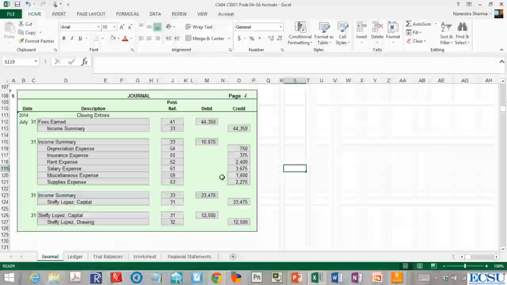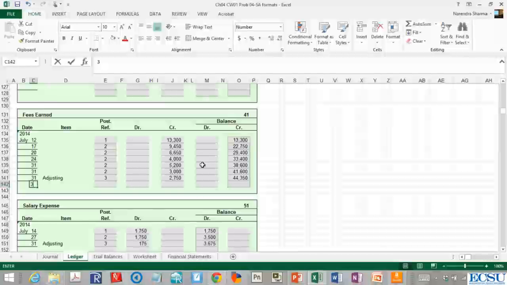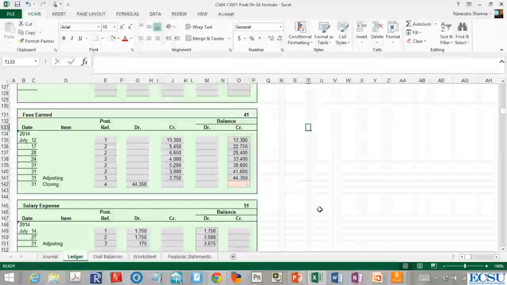So we'll be going to all these accounts and then posting them. So let us go to the ledgers. First we are already in the fees earned, so let us do fees earned on 31. This is closing, and this is page number 4, and I will be debiting it with 44,350, and this will be a credit of 44,350 minus a debit of 44,350. So that'll give a zero balance. So I have zeroed that out. So you can see there is no balance left in that.